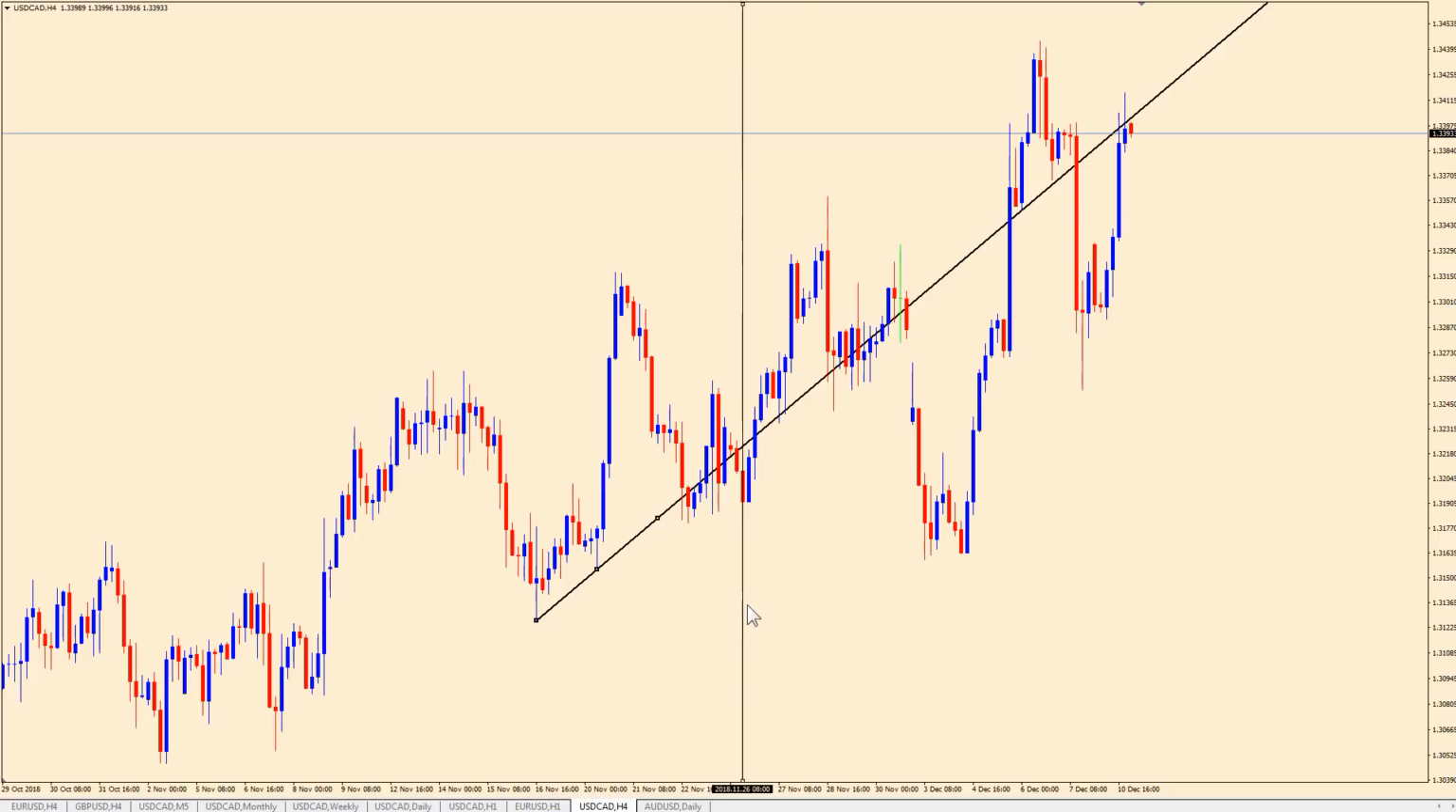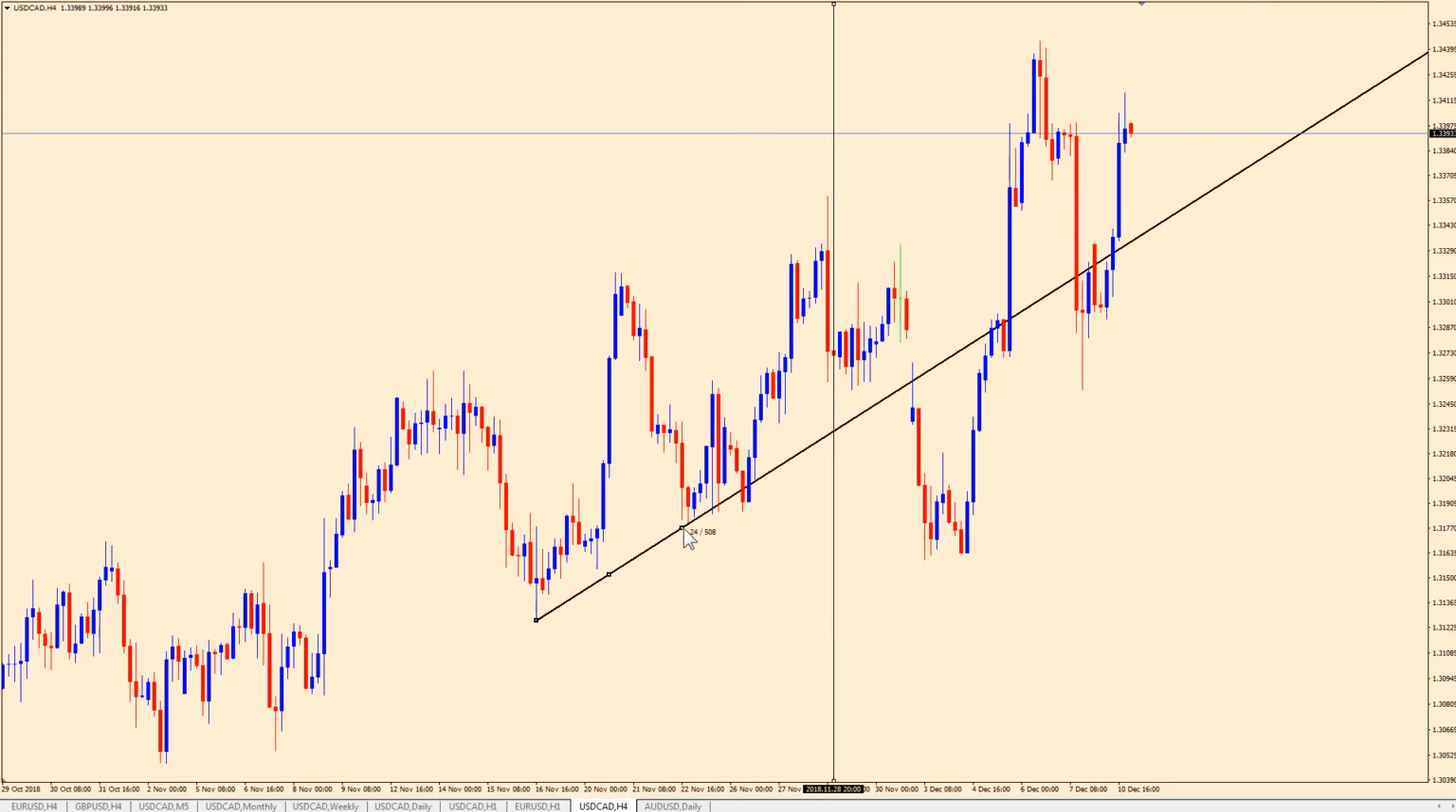Now, let's look for another example. We're going to use the same anchor point right here, and we're going to go to this low right here, which is 25 candles. We'll double that, get to 50 candles. And here's another really good example.